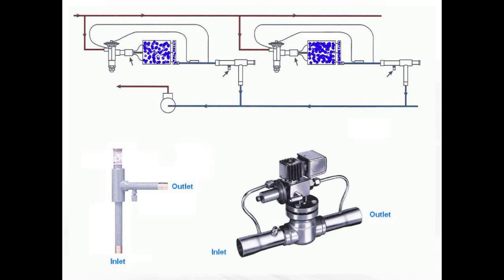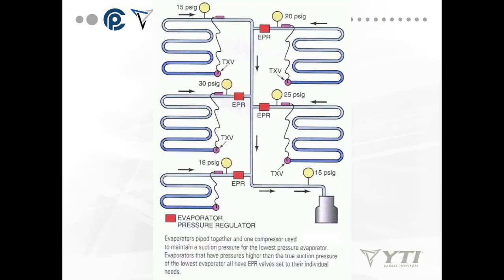We also have, and this is just how they're piped, on each evaporator, your TXV coming into the evaporator, and an EPR on the outlet of the evaporator. The evaporators pipe together and one compressor is used to maintain the suction pressure for the lowest pressure evaporator. Evaporators that have pressure higher than the true suction pressure of the lowest evaporator will all have EPR valves set to their individual needs. This is how supermarkets are able to maintain cases with different temperatures using a single refrigeration system.